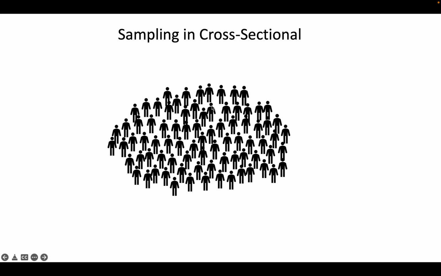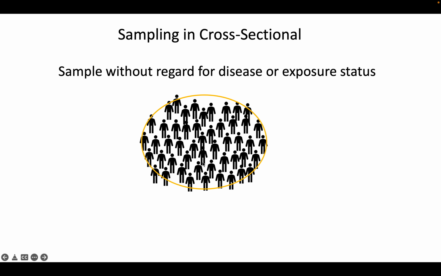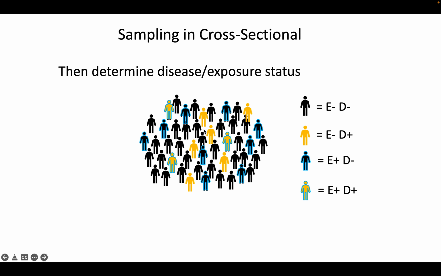Sampling in a cross-sectional study. So that's our same population here. This time we're not worried about disease or exposure yet. We're just taking a random sample, and now we have our random sample and we find exposure and disease status.